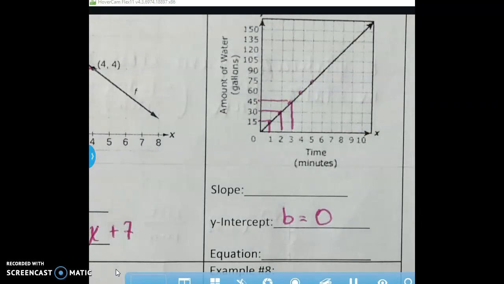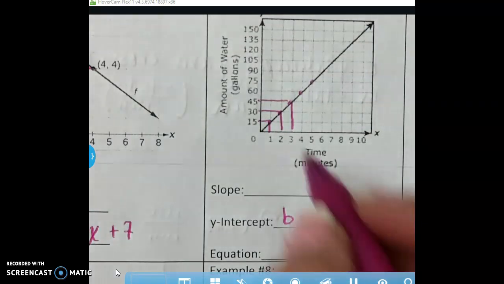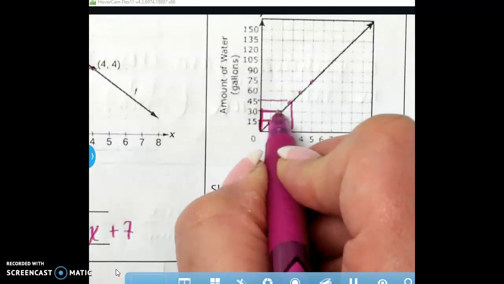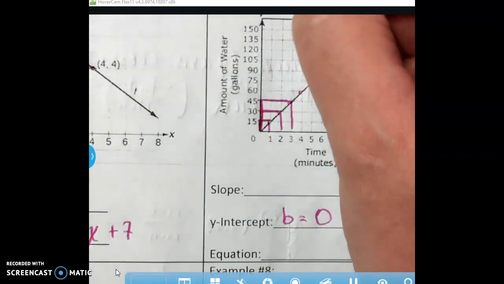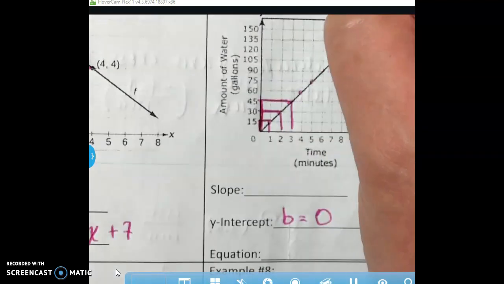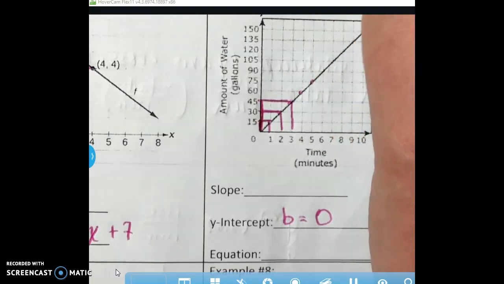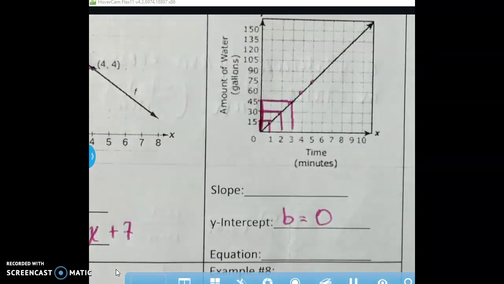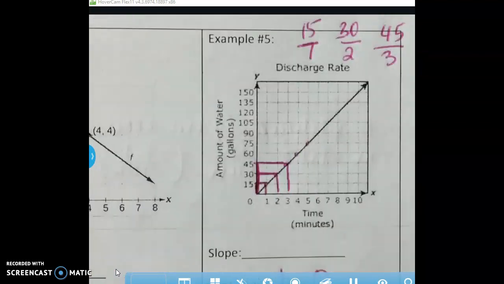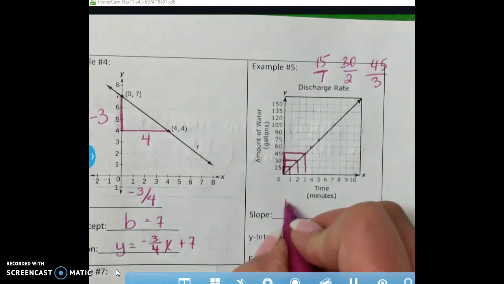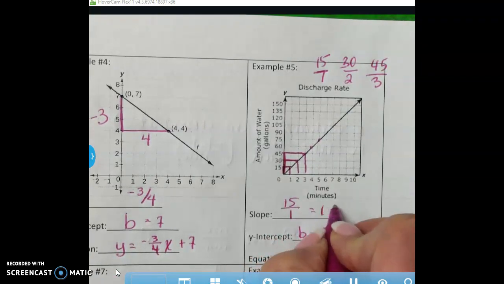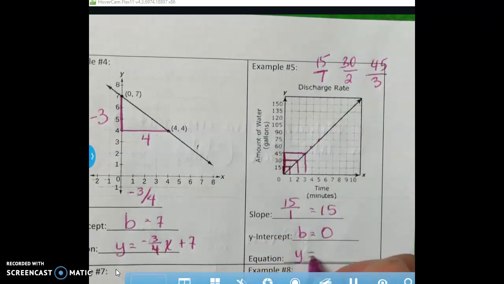All of those reduce to what value? So 15 to 1, 30 to 2, 45 to 3. All of these ratios, 15 to 1, 30 to 2, 45 to 3, all reduce to 15 over 1, or simply 15. y equals 15x.